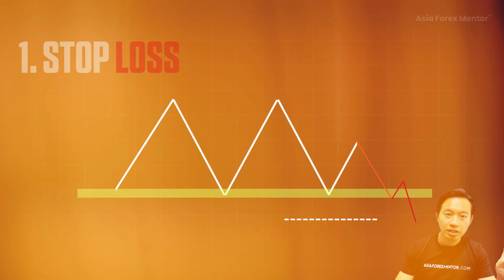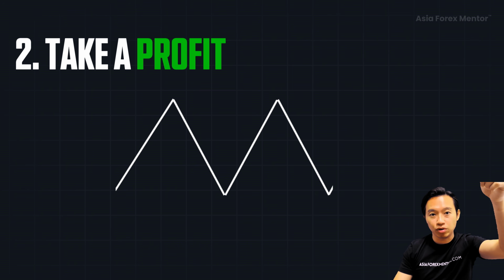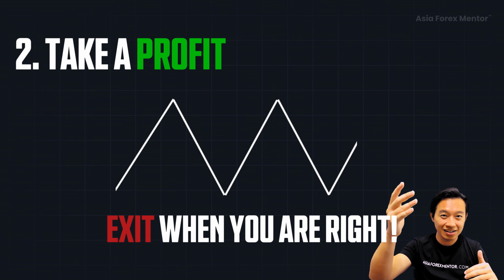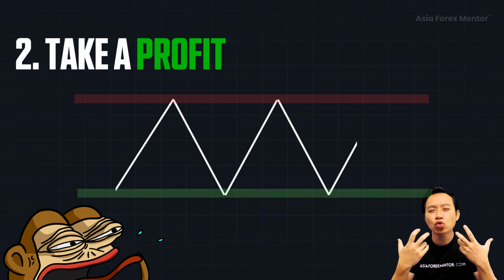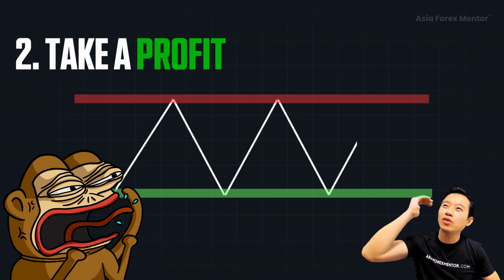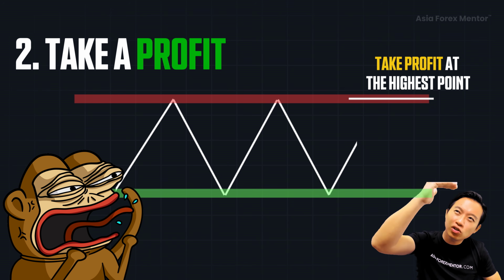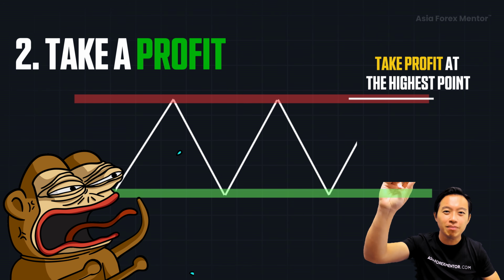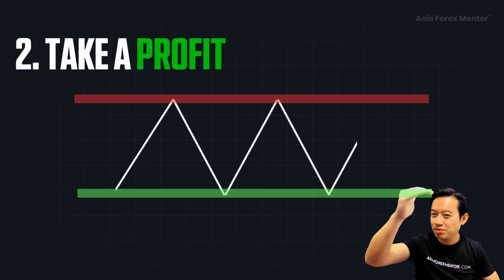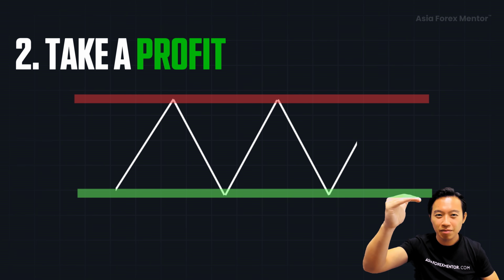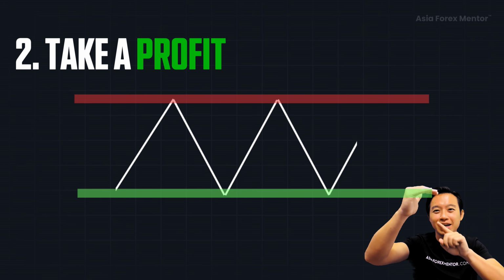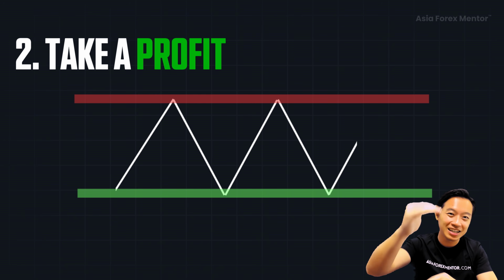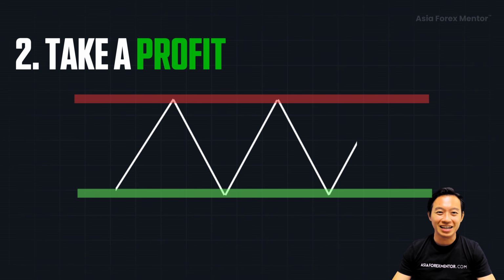The next one. Apart from stop loss, that's where you want to aim for your take profit. That's where you want to exit when you are right. Most traders sometimes get too greedy. Oh, I'm going to place my take profit at the absolute highest point. I'm going to squeeze out every single pip out of the market. They want the absolute top of every move. But what happens? They only get to watch the market go up, the profit vanish, and price reverse without hitting their take profit target.